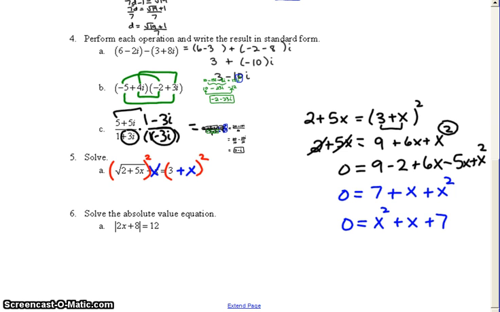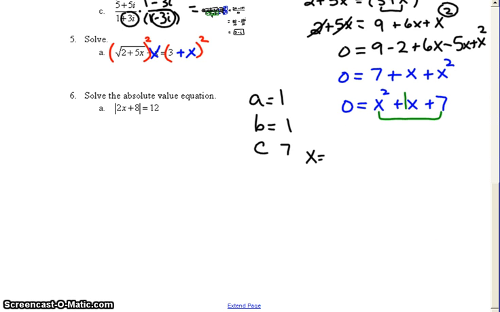Okay, I like to always make sure I can, and see if I can factor this first. So the factors of 7 are obviously just 1 and 7. 1 plus 7, 1 minus 7, that's never going to give me a 1. So I'm going to have to use a different method here. I'm going to go ahead and use the quadratic formula. a is 1, b is 1, and c is 7.